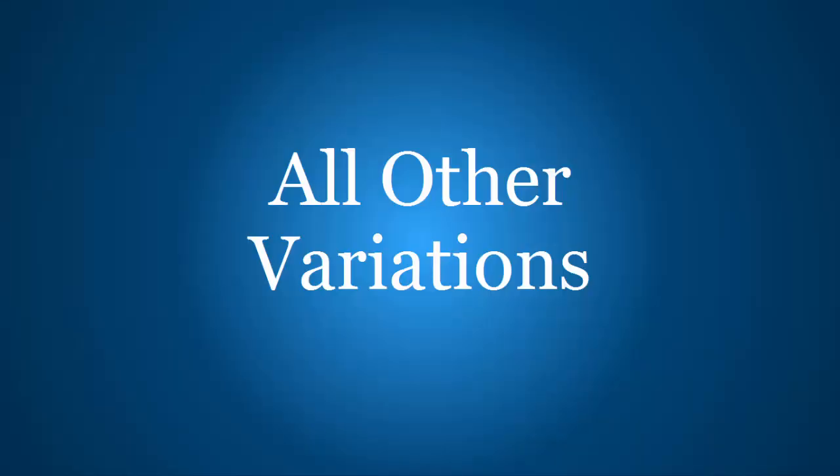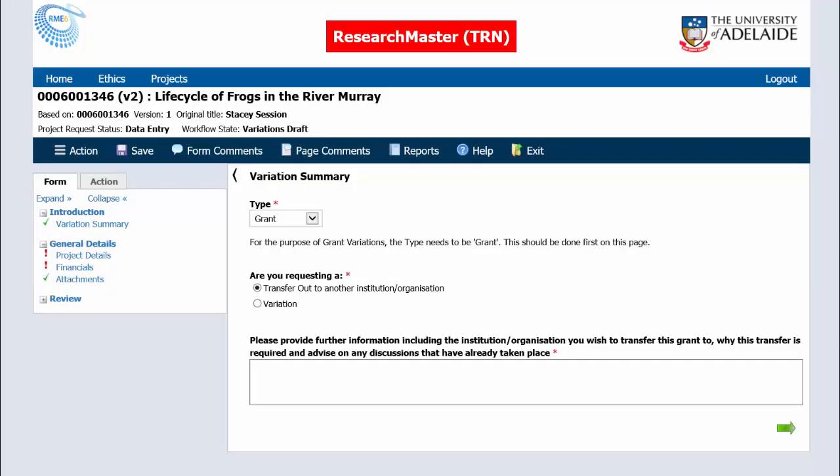If you do not need to watch this section on variations, not including the transfer out option, you can click on the timestamp below and go to Further Support. Now we will look at another example of a variation form. This time we will select a variation rather than a transfer out.